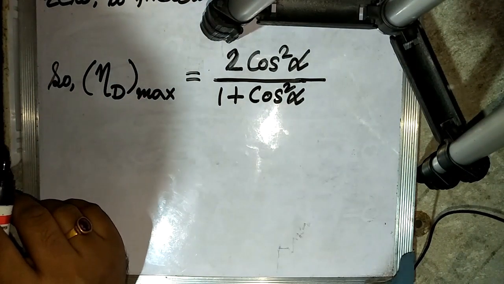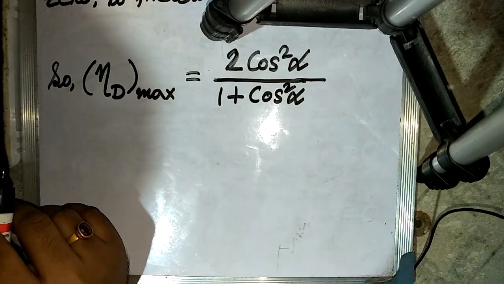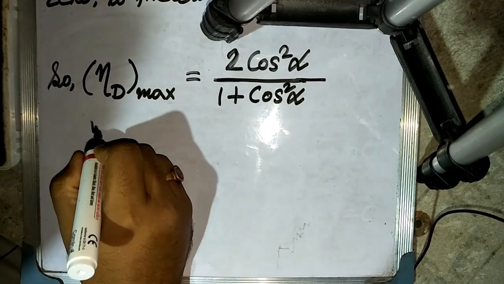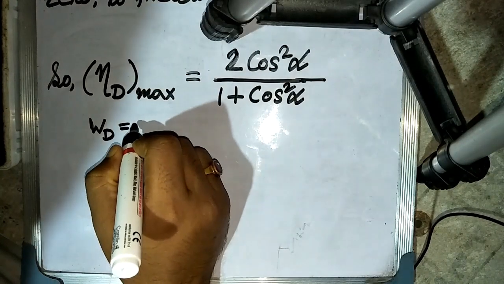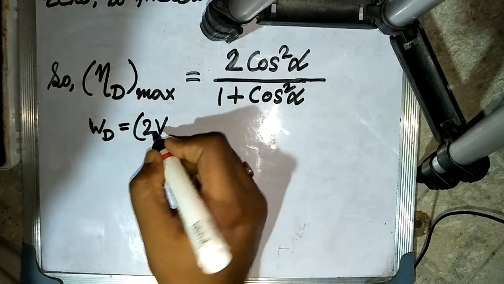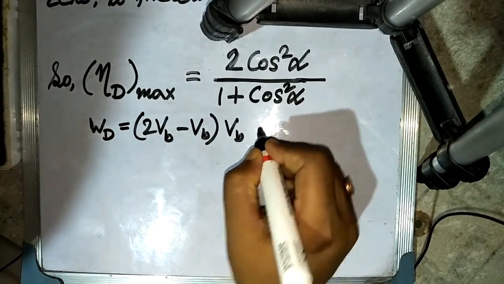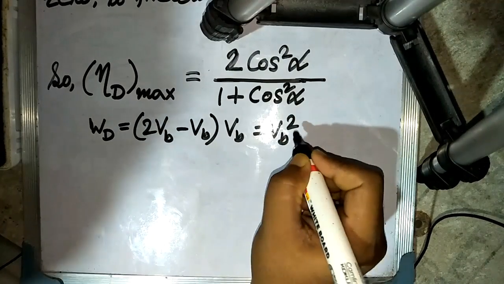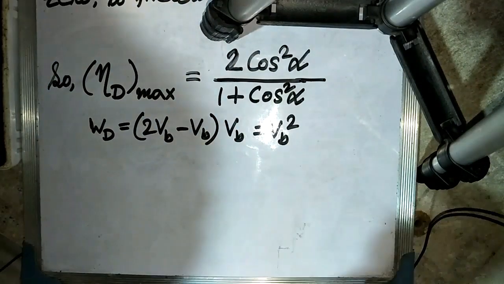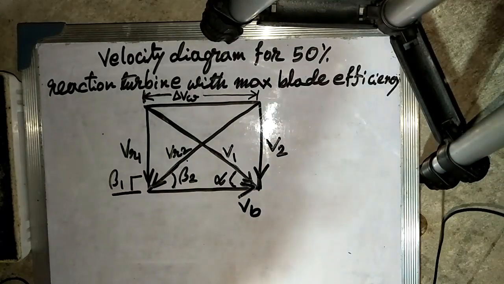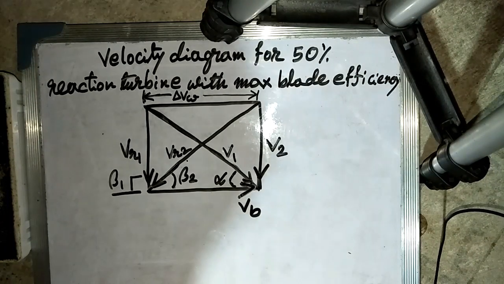Similarly, if we substitute the value of V1 cos alpha into the diagram work, we get W suffix d, the diagram work, is equal to 2VB minus VB into VB, so that equals VB square. So the maximum diagram work is equal to VB square. This is a velocity diagram for a 50% reaction turbine with maximum blade efficiency.